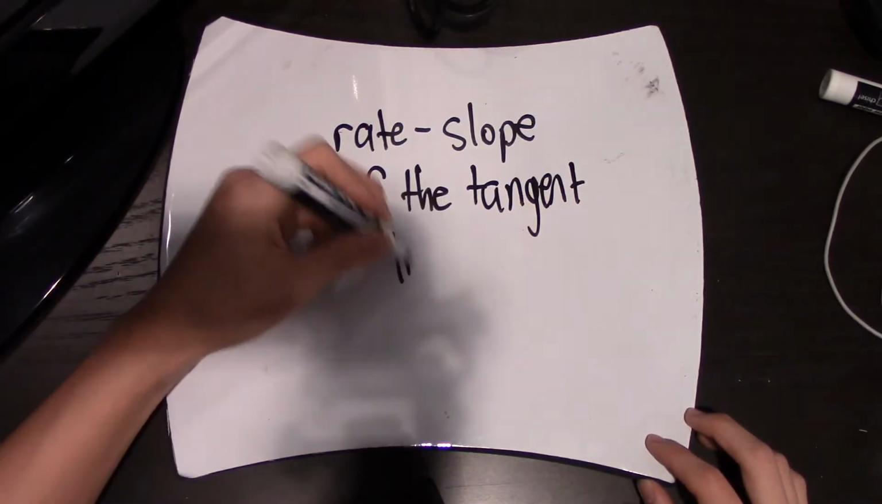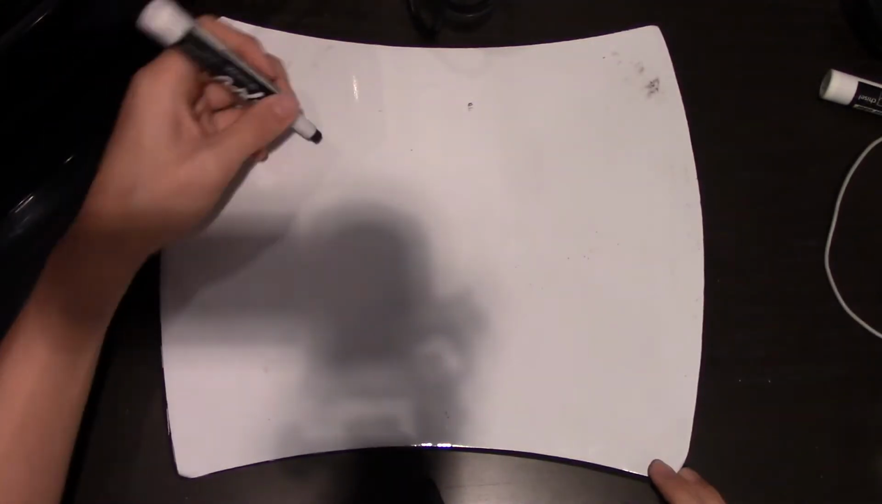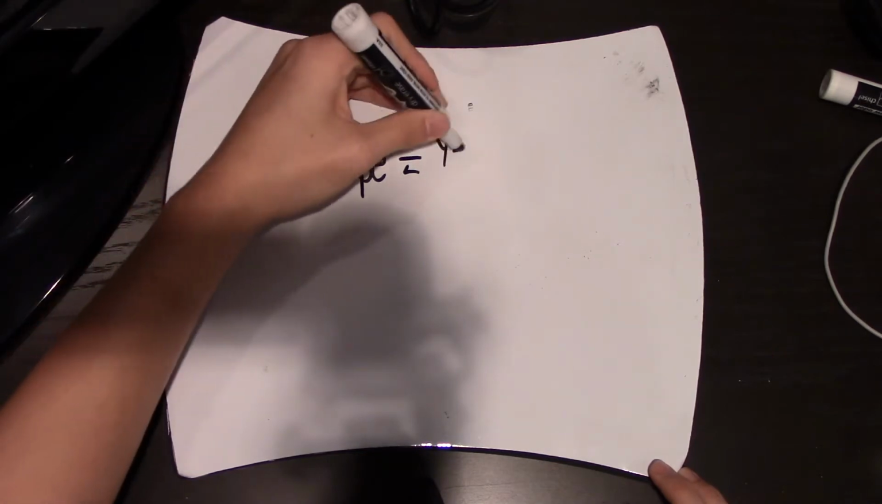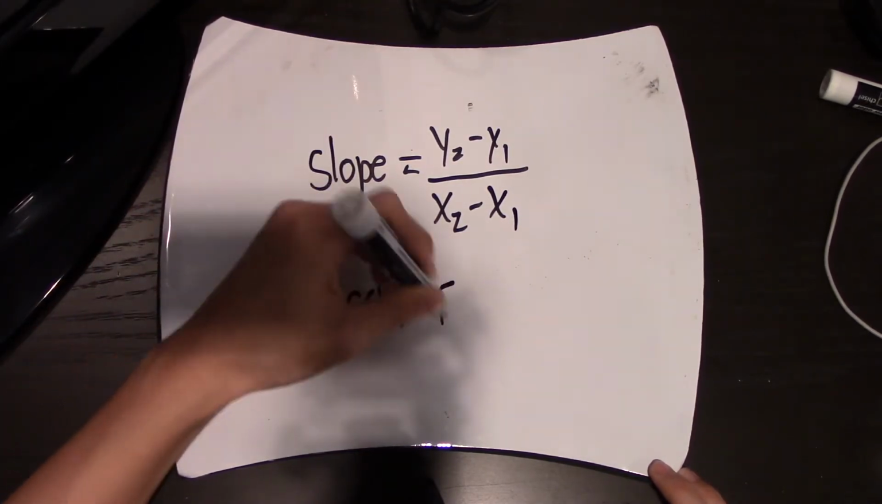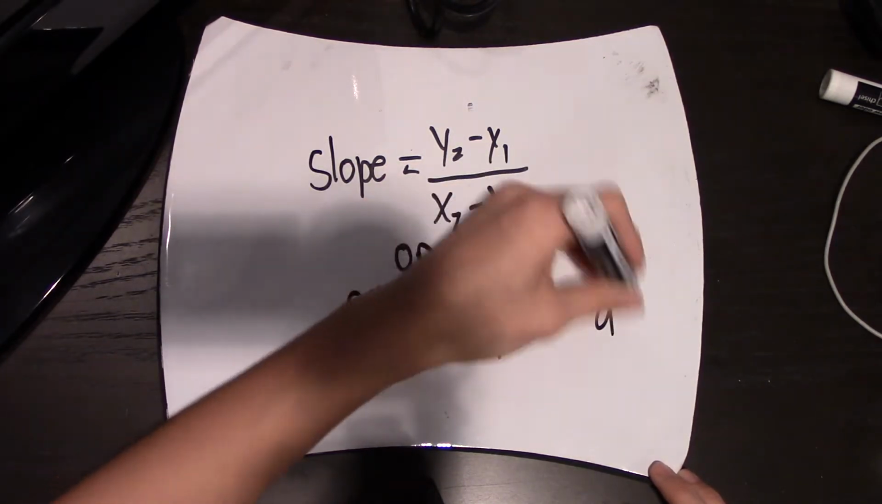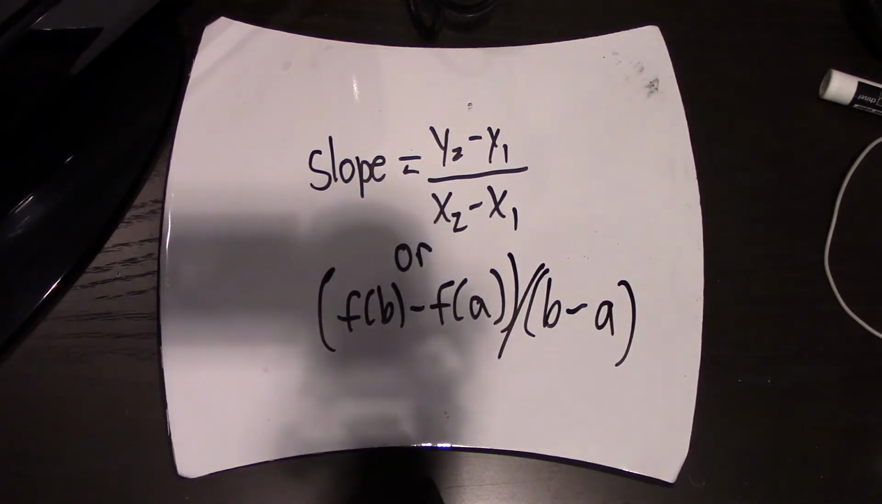Let's recall that to find the rate or slope of the tangent line at a certain time, we typically use the formula f of b minus f of a all over b minus a. You might also know this as y2 minus y1 all over x2 minus x1. And this is exactly the formula that we're going to use to find this rate.